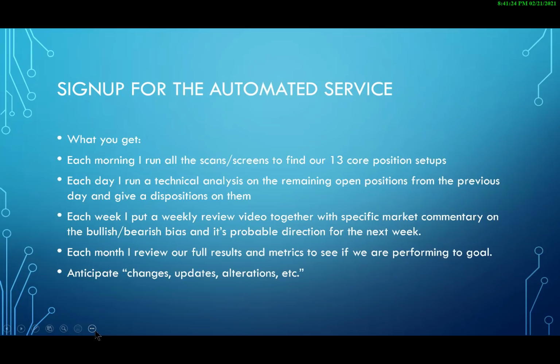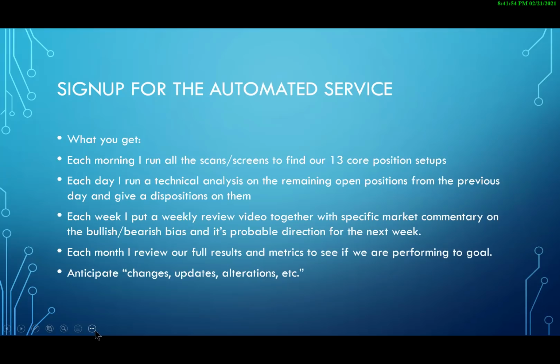Each day I run a technical analysis on the remaining open positions that we have from the previous day. I give you a disposition on each one of those. What are we going to do with them? How are we going to manage those? Each week I'm going to put a weekly review video together for you with a specific market commentary on the bullish or bearish bias in the market and its probable direction for the next week. It kind of gives us a guideline of where to go and what to expect. And then each month I will review our full results and metrics to see if we're performing to goal.